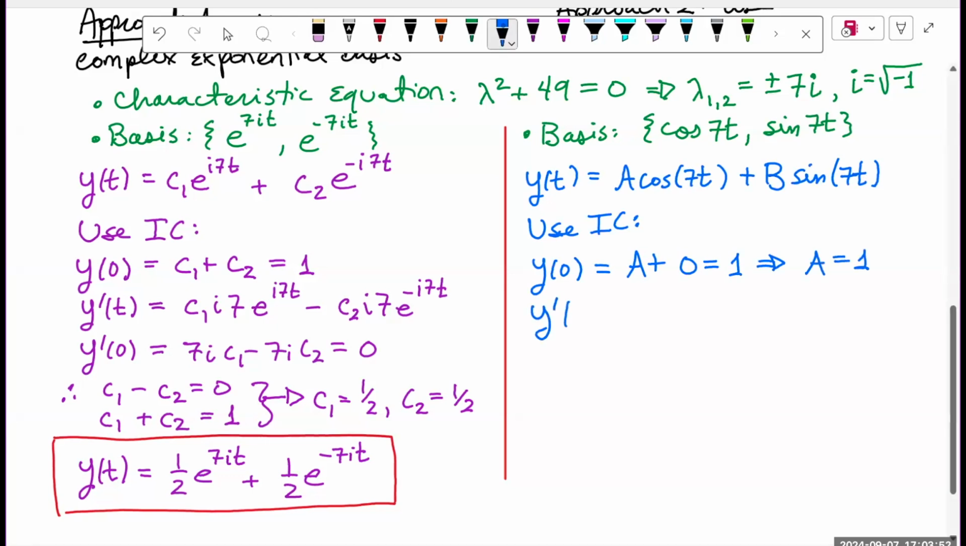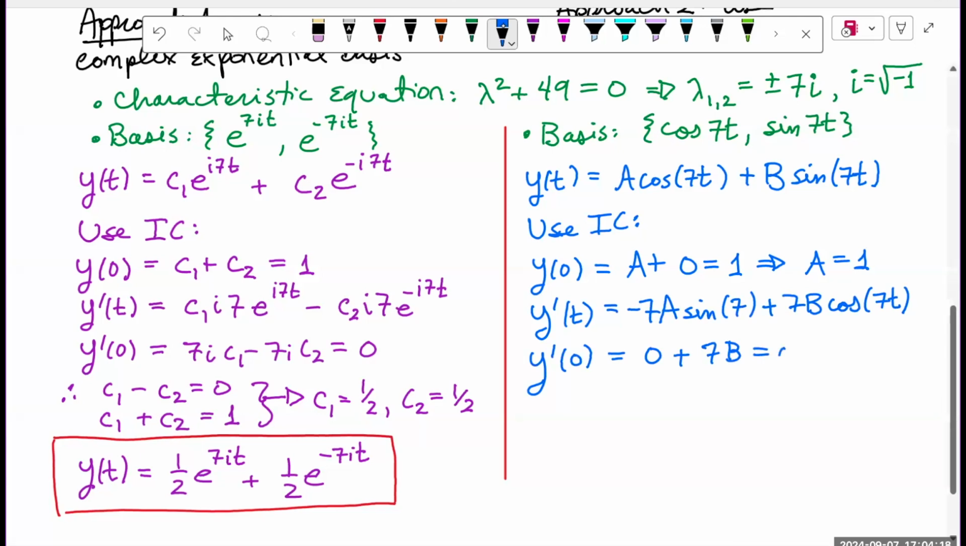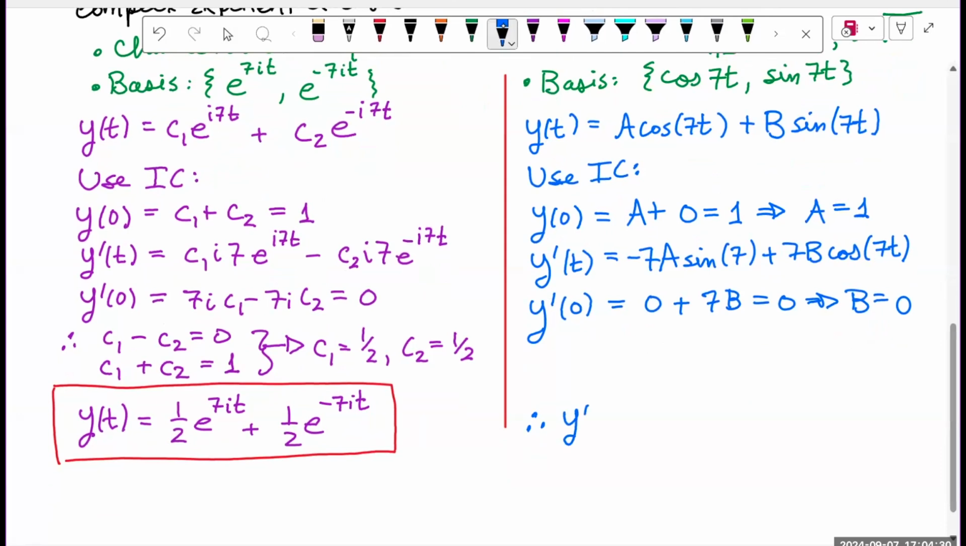Now let's take the derivative of our solution before we plug in our second initial condition, and we get minus 7a sine 7t plus 7b cosine 7t is y prime. Now we can plug in time 0 to y prime, and what we get is 0 plus 7b equals 0, which of course means that b has to be 0. That therefore yields the fact that our solution to the initial value problem becomes cosine 7t.